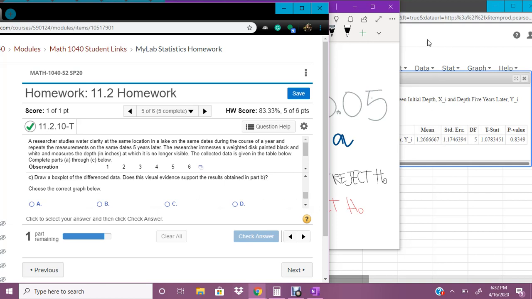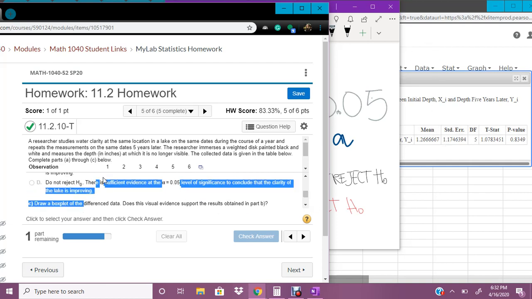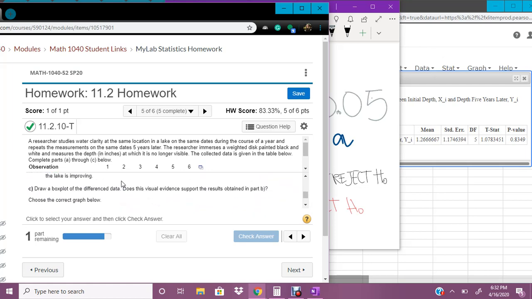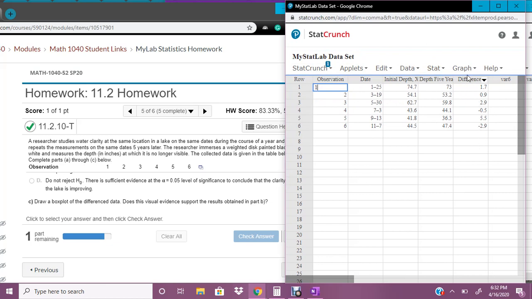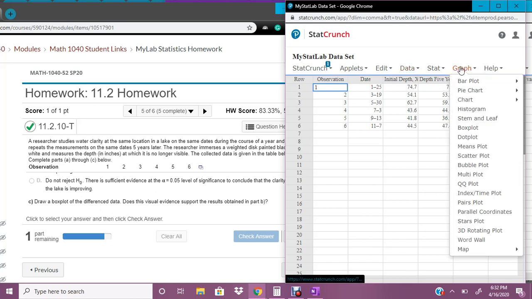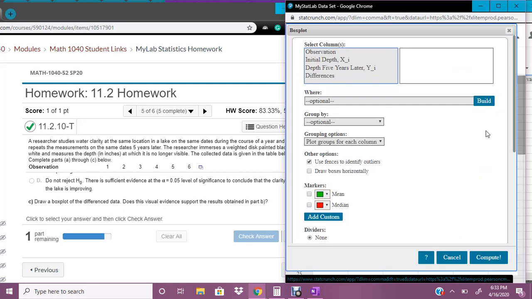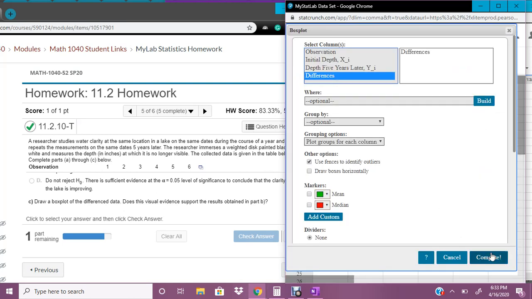So now we're going to draw a box plot of the difference data. How we're going to do that in StatCrunch is this column. When we were finding the test statistic and the p-value, we clicked on a box that said show differences, and that's what this is. The show differences is the x minus the y, and that's what it's asking us to graph. And so we're going to go into graph, and it's asking us to do a box plot. So we'll click on box plot and differences.